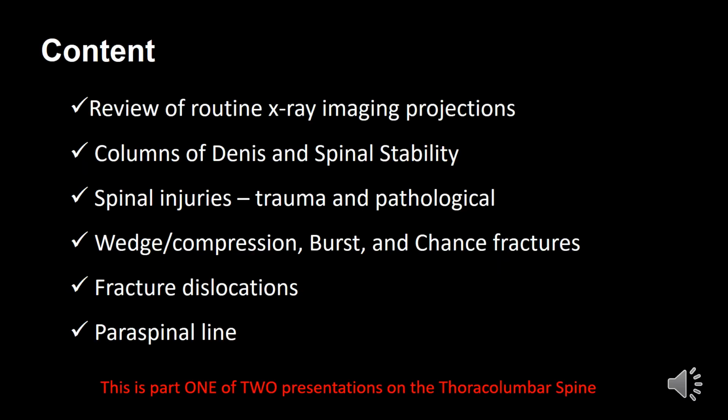Hi everybody, welcome to part one of two presentations on the thoracolumbar spine. So we will start with a look at the routine projections for the thoracic spine and for the lumbar spine, and then we'll go on to look at the columns of Denis and the factors that affect spinal stability. Then we're going to look at spinal injuries, both traumatic and pathological: wedge compression fractures, burst fractures, chance fractures, fracture dislocations, and then finally we'll have a look at the importance of the paraspinal line.